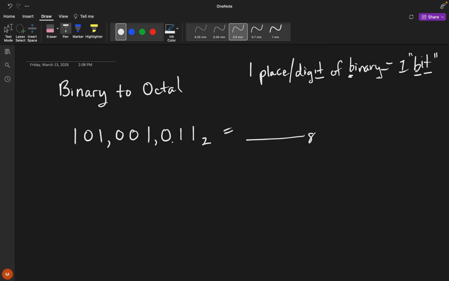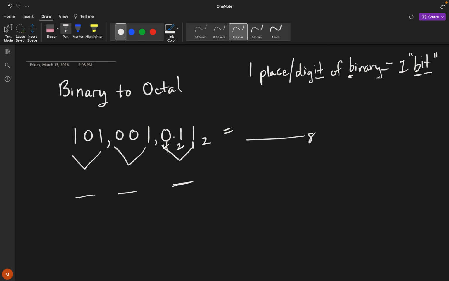And so every single triplet of bits will go into one single digit of octal. So each of these triplets will go to a digit of octal. So our answer here will be in 3 digits. And the way you do it is you treat each one of these like a separate binary number, and you put your little place values like we've done. This is the ones place, the twos place, and the fours place.